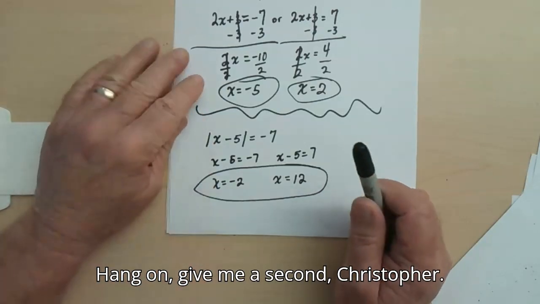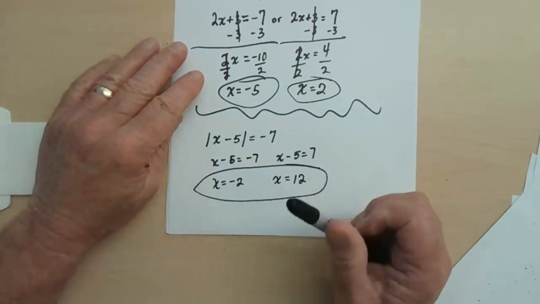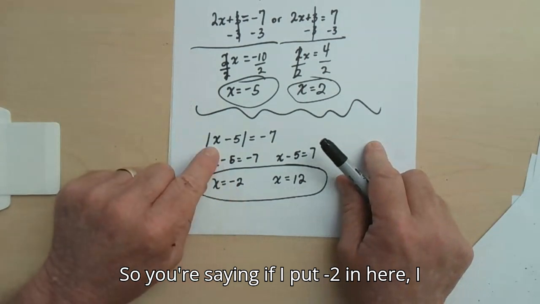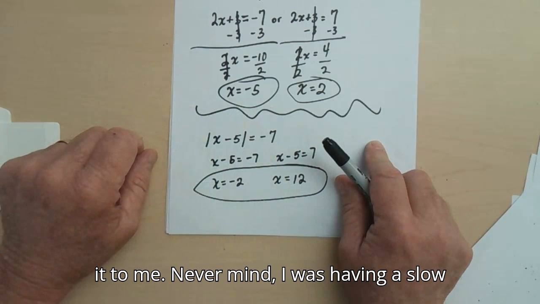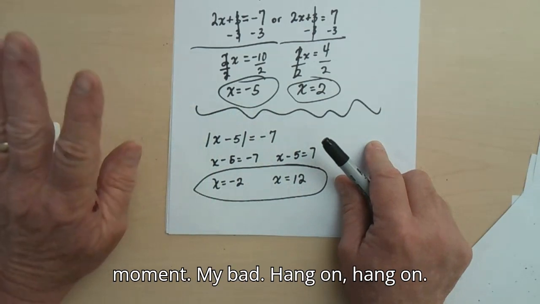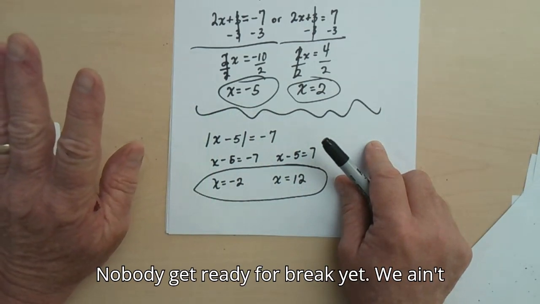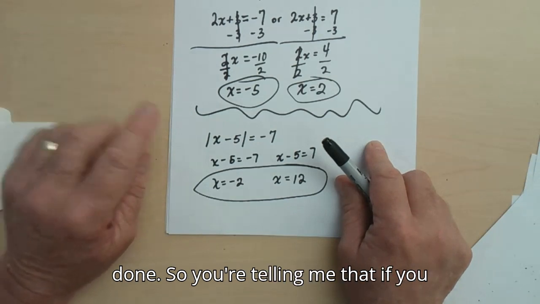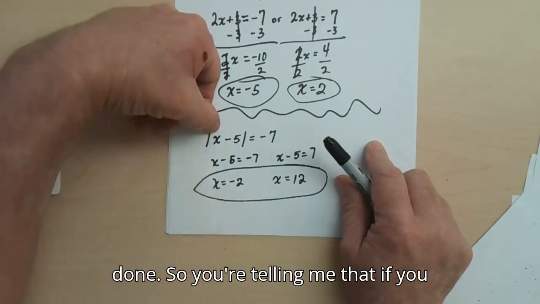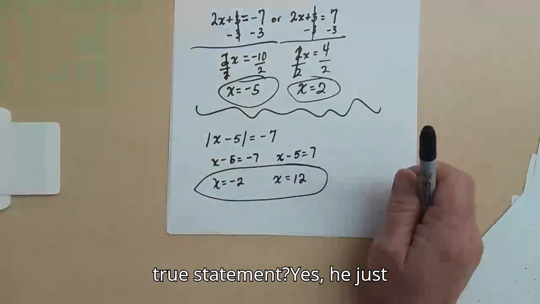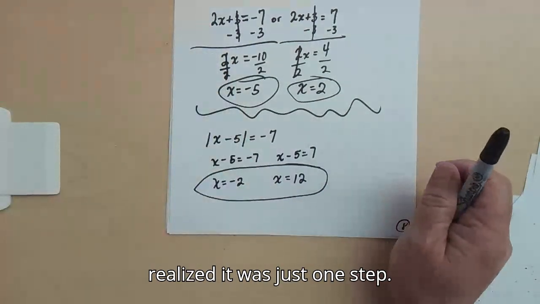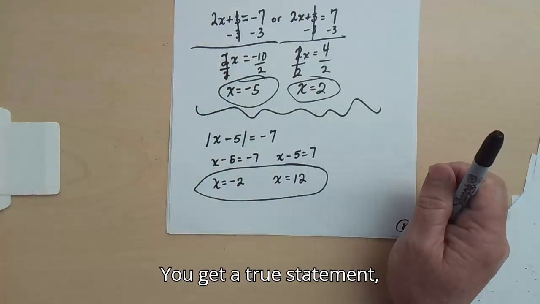Hang with me a second, Christopher. So you're saying if I plug -2 in here, I get a true statement? Yeah, she explained it to me. Never mind. I was having a slow moment. My bad. Hang on. Nobody get ready for break yet. We ain't done. So you're just telling me that if you replace this x with -2, I get a true statement. Yes, he just realized it was just one step. You get a true statement, yes.